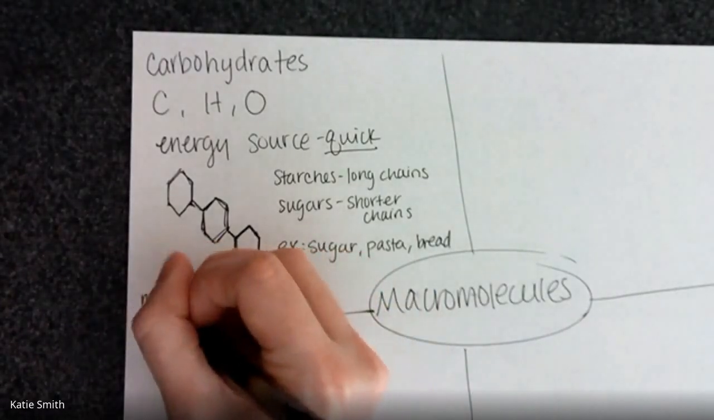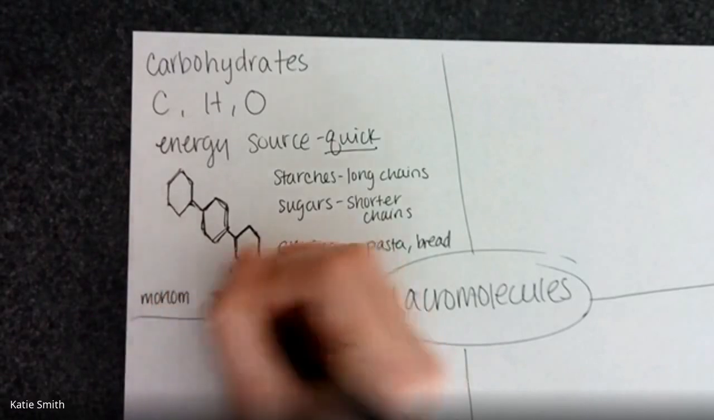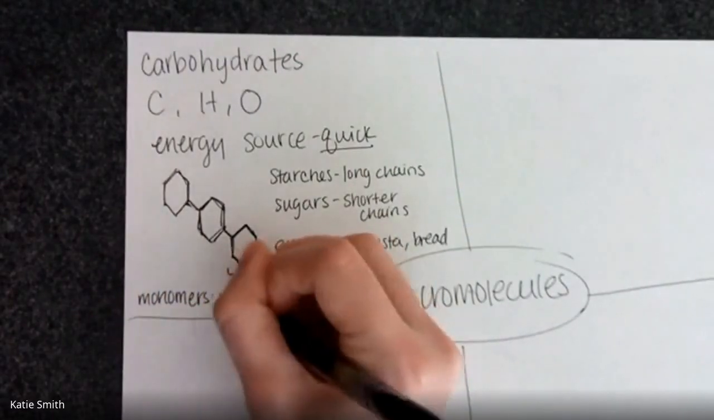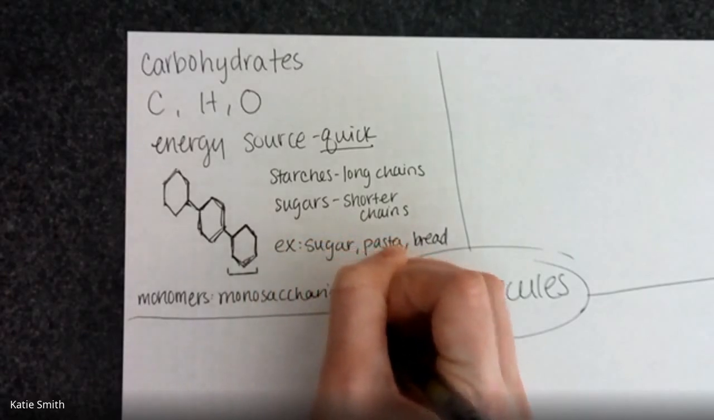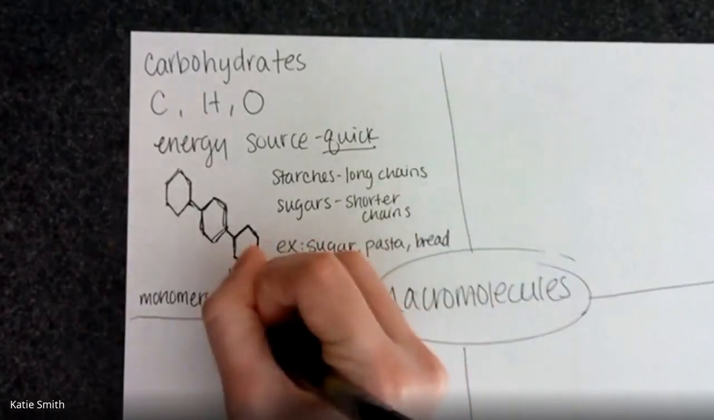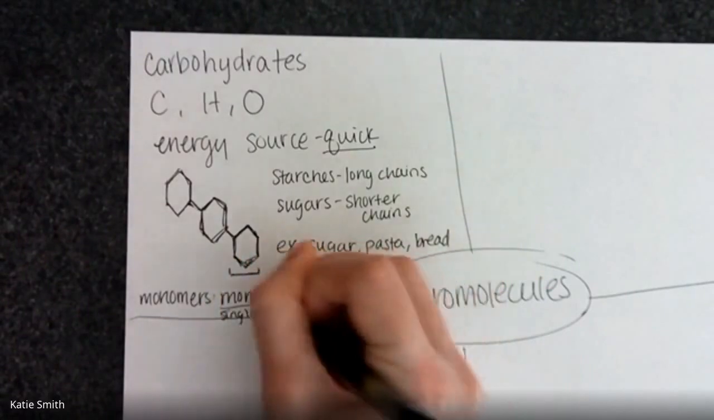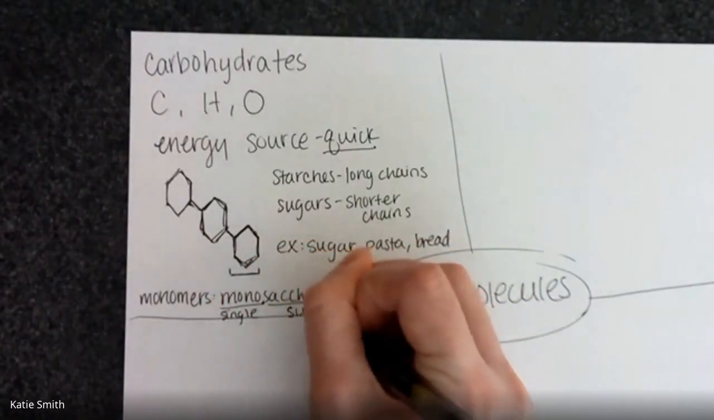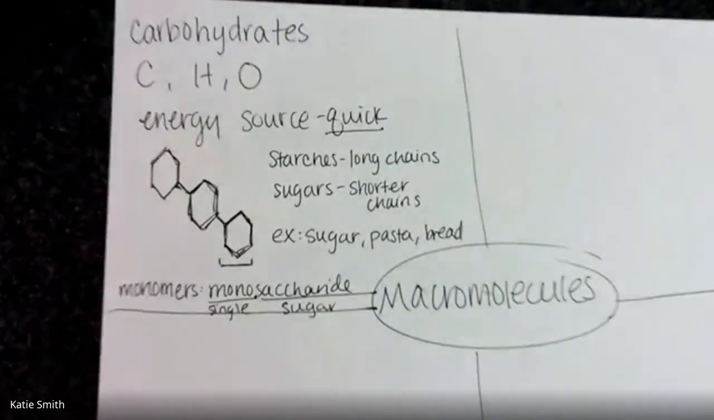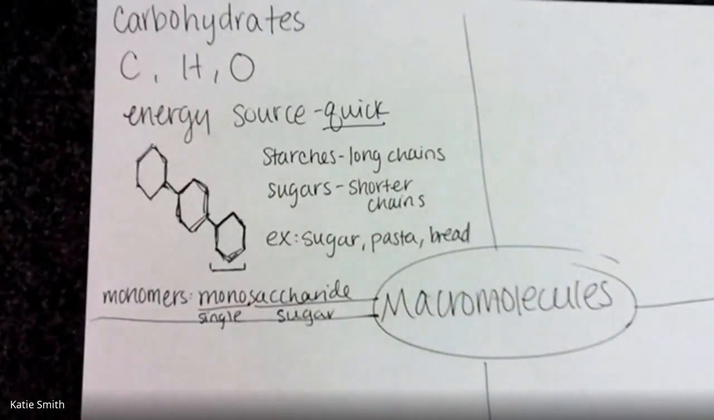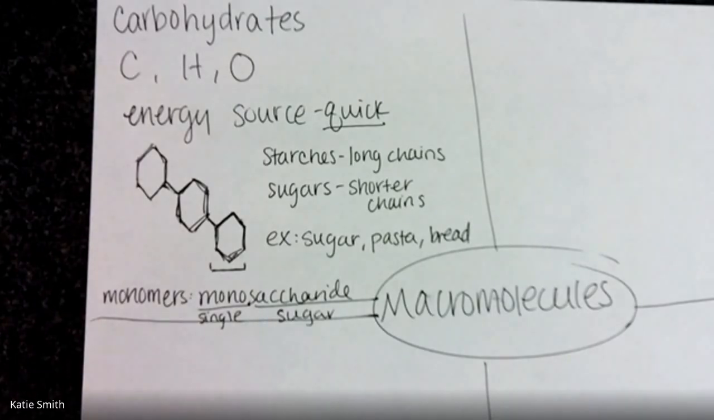What are the monomers? Good. Mono means single, and saccharide means sugar. Here, I can zoom in on that. Oh, wrong one. There we go. So the monomer is the monosaccharide. Think of if the brick wall were a carbohydrate, the single brick would be a monosaccharide. It's just one of the building blocks that's used to build the molecule.